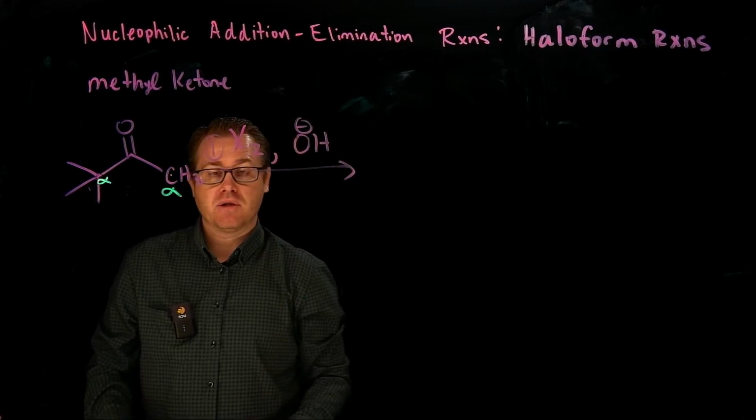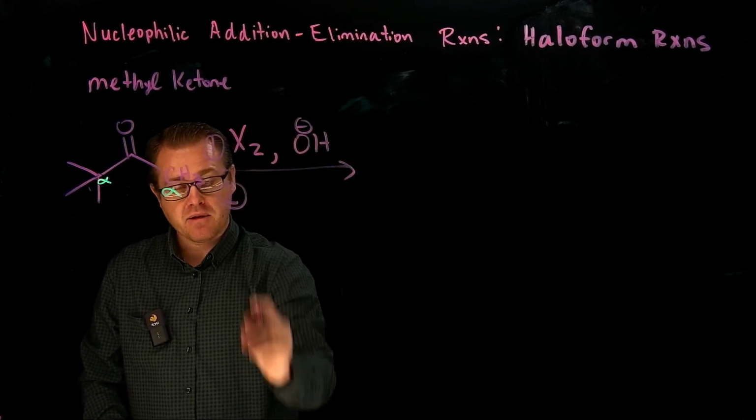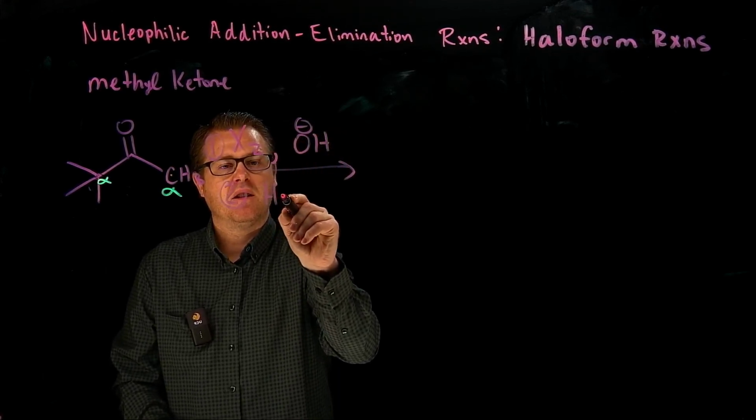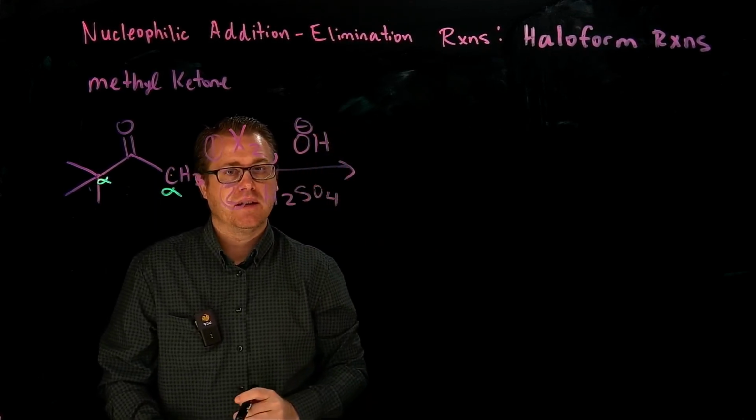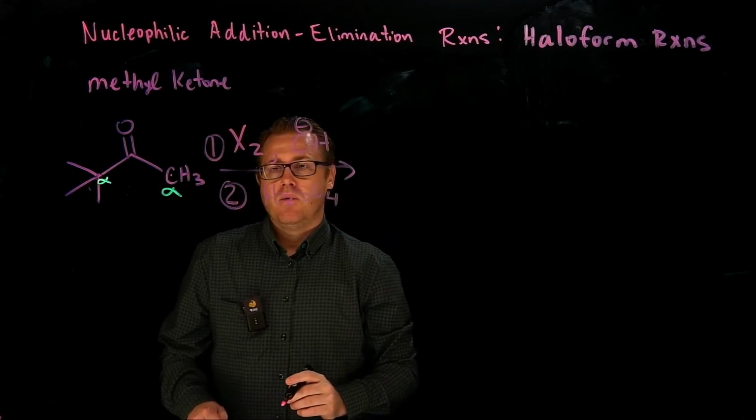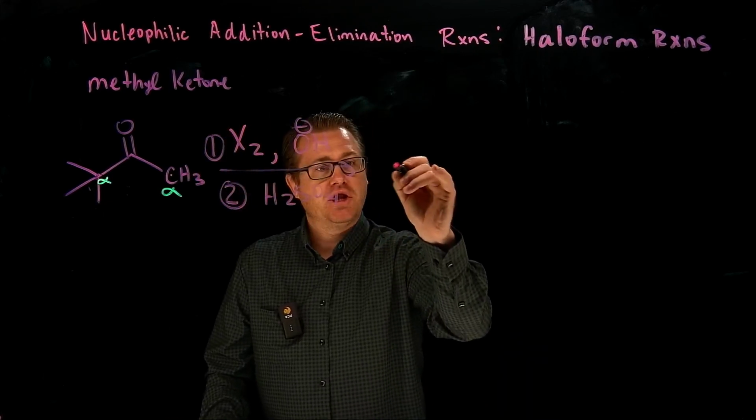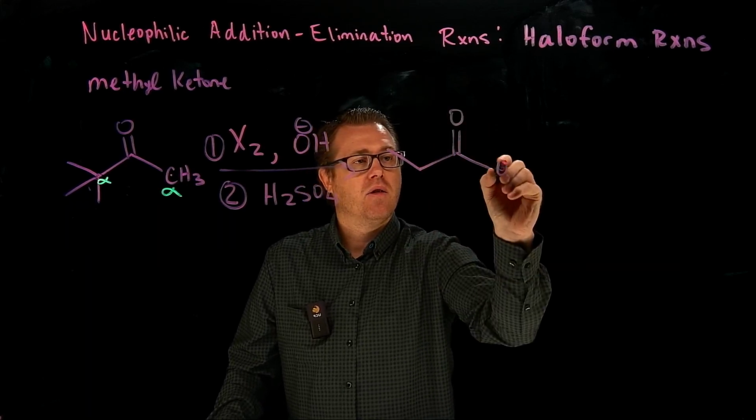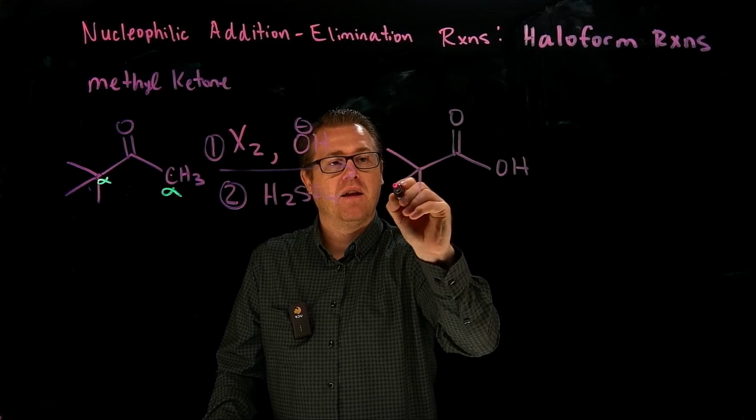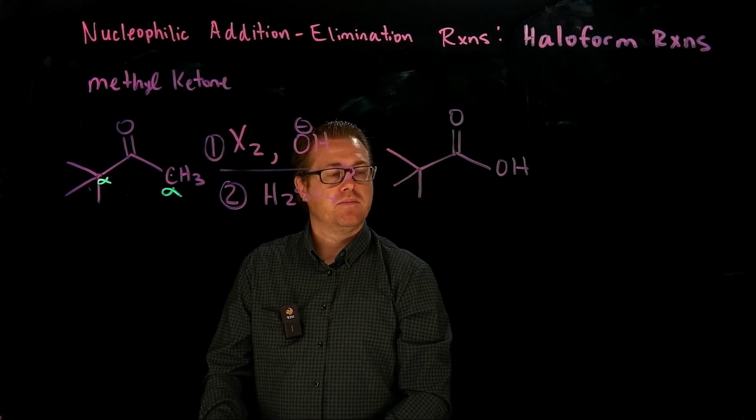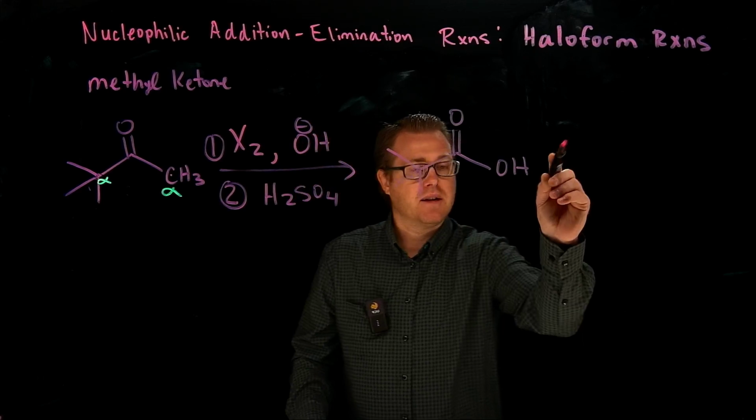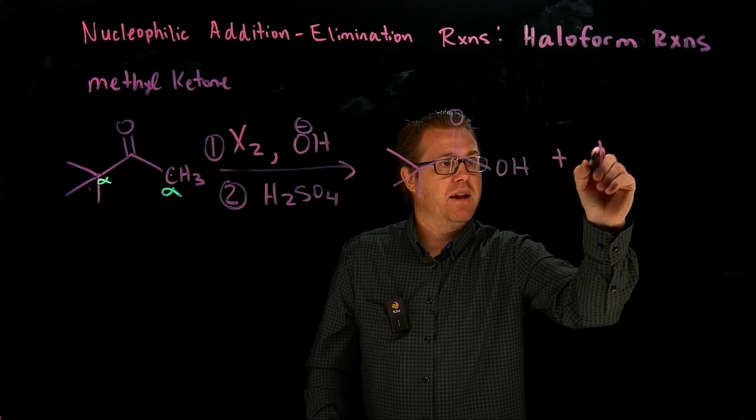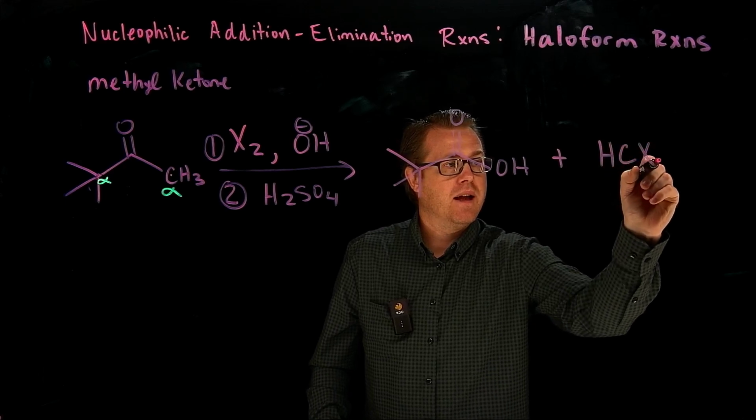So if we take a methyl ketone and we treat it with halogen under basic conditions, and then do a second reaction where we do an acidic workup, let's say sulfuric acid, some kind of acidic workup, what's going to happen is that's going to generate, look at this functional group here, a carboxylic acid. That's our product. And then we would have this species right here, CX3.